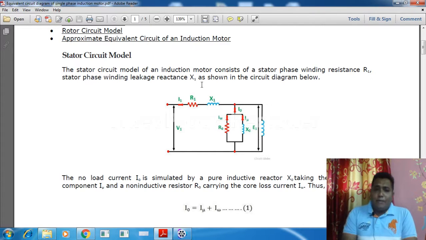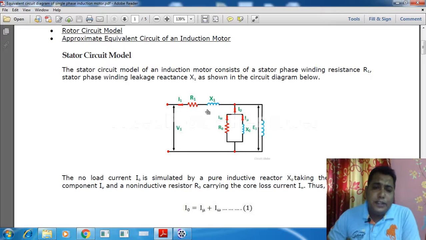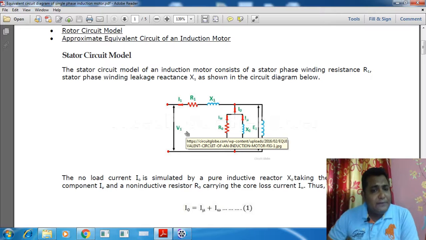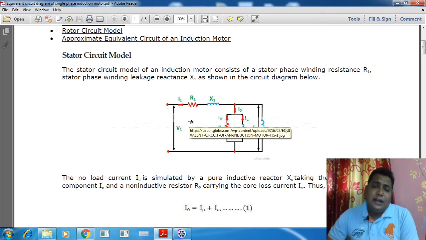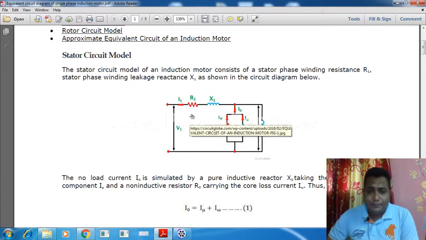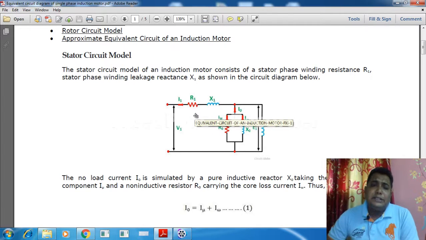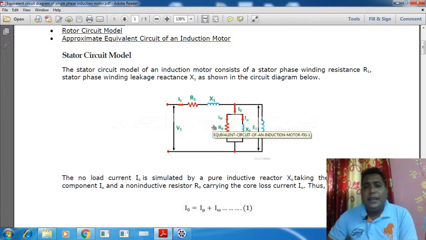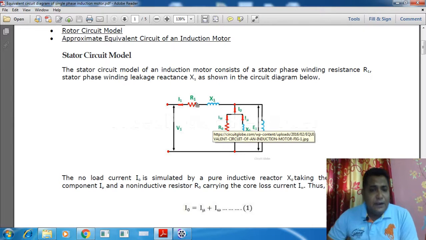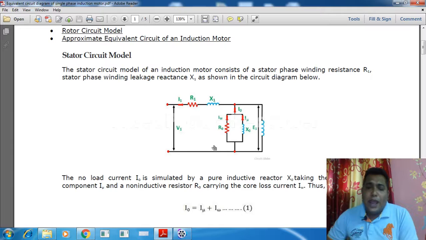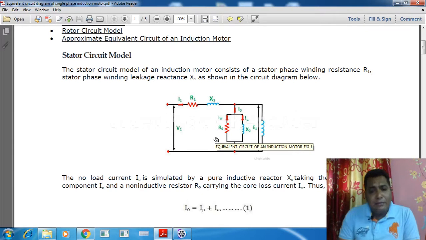Follow my pointer. As we can see, V1 is the supply voltage, and due to that a current I1 is flowing, and the circuit resistance is given here. As you can see, there is R1 and X1. At the same time, in parallel with the circuit, there is R0 and X0. What are those? That is what we have to find out now.